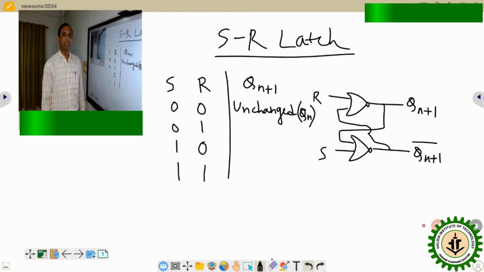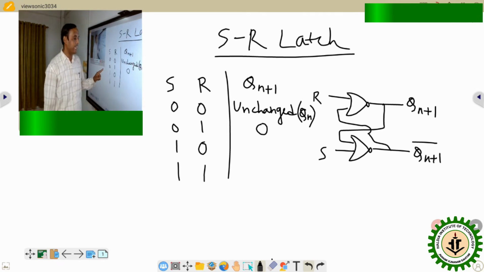That means Qn. That means the present output will be the next output. It will not be changed. Whenever it is 0 1 or 1 0, then the output will depend on the value of S. So for 0 1, the value of S is 0, so here the output will be 0. The present output, next output will be 0.